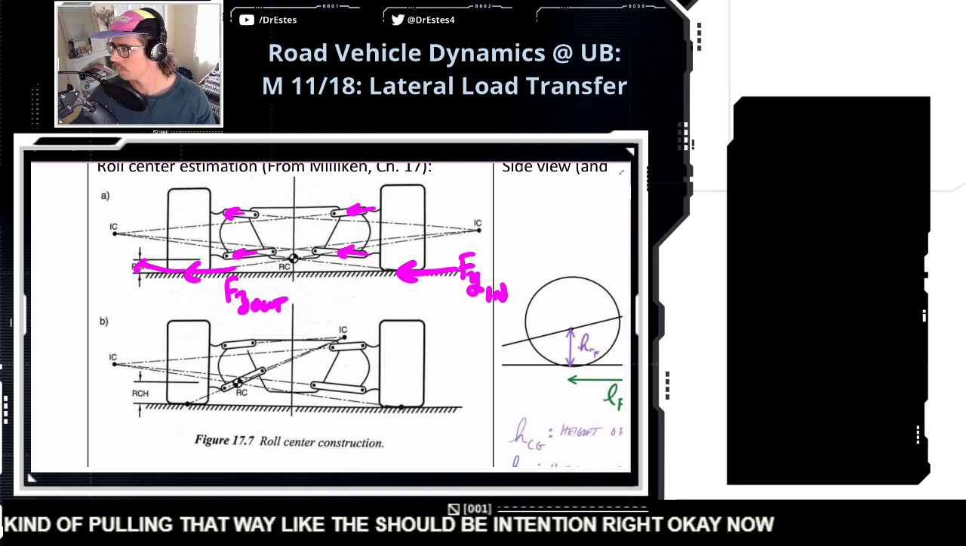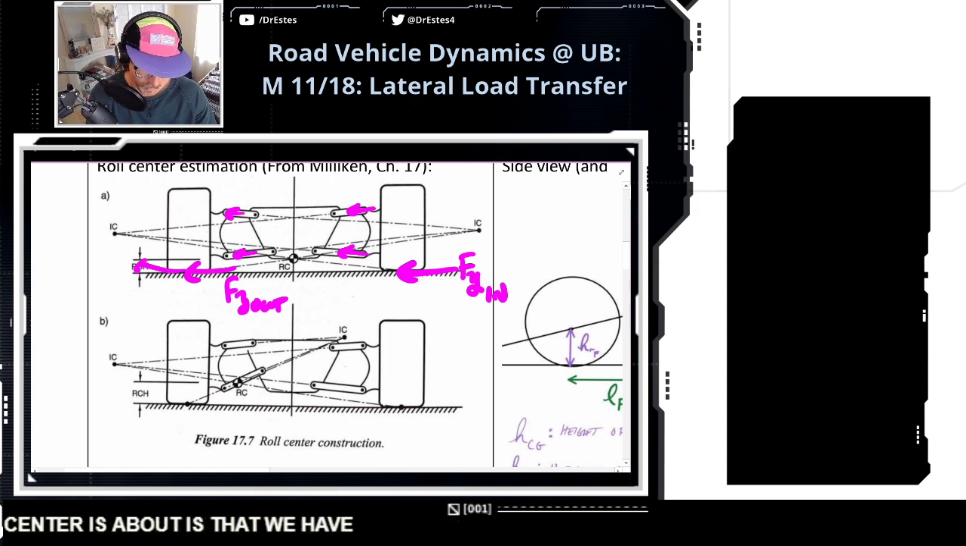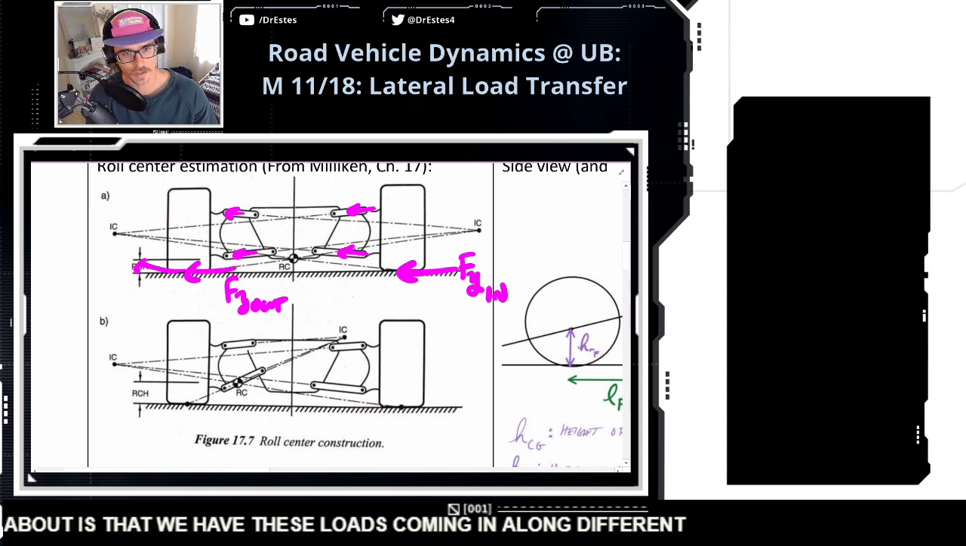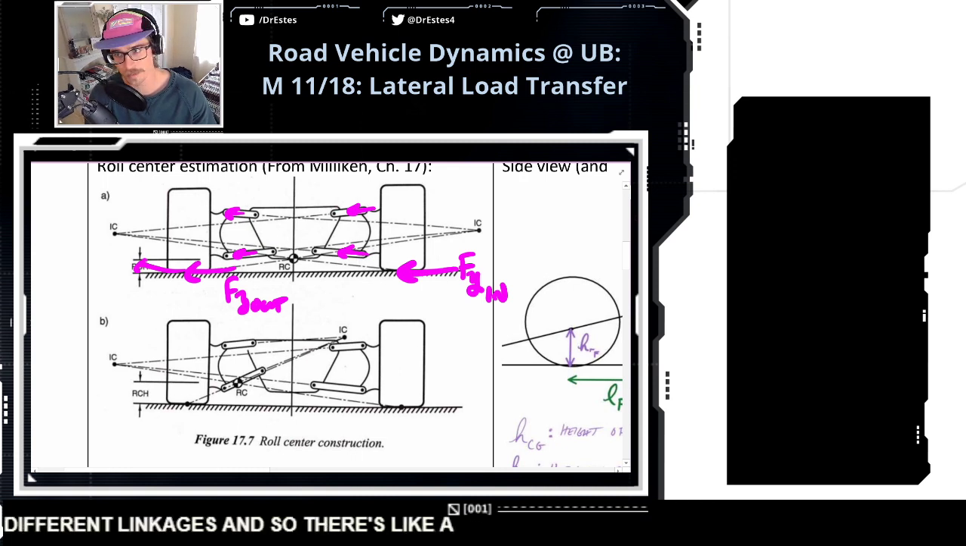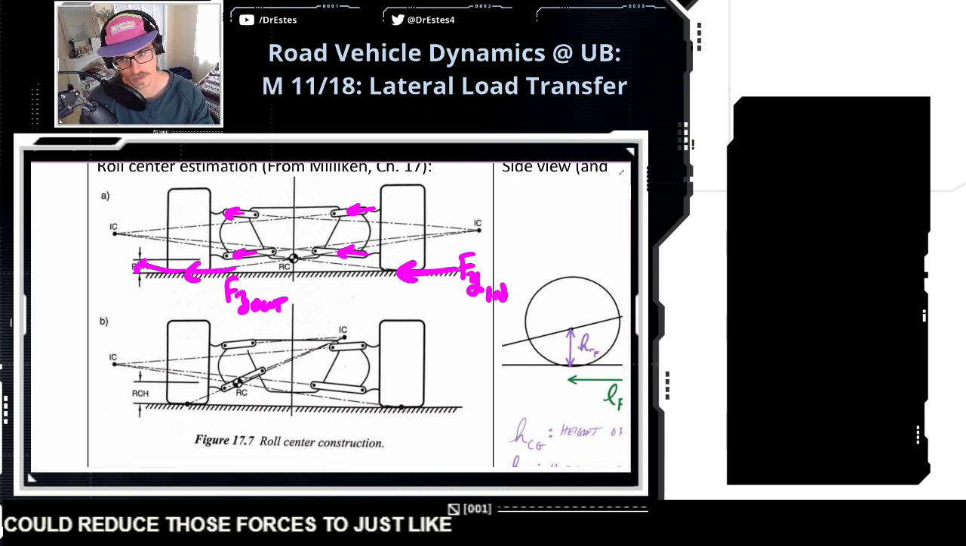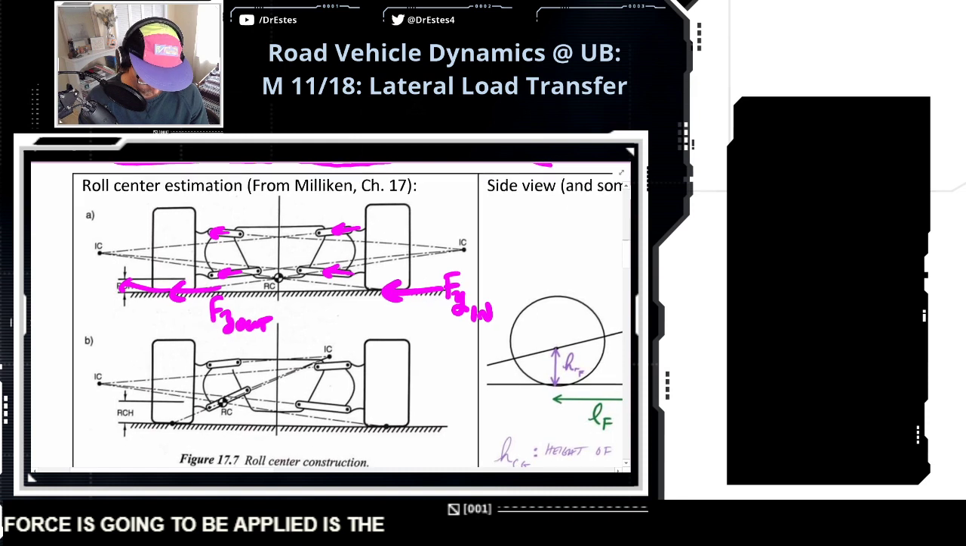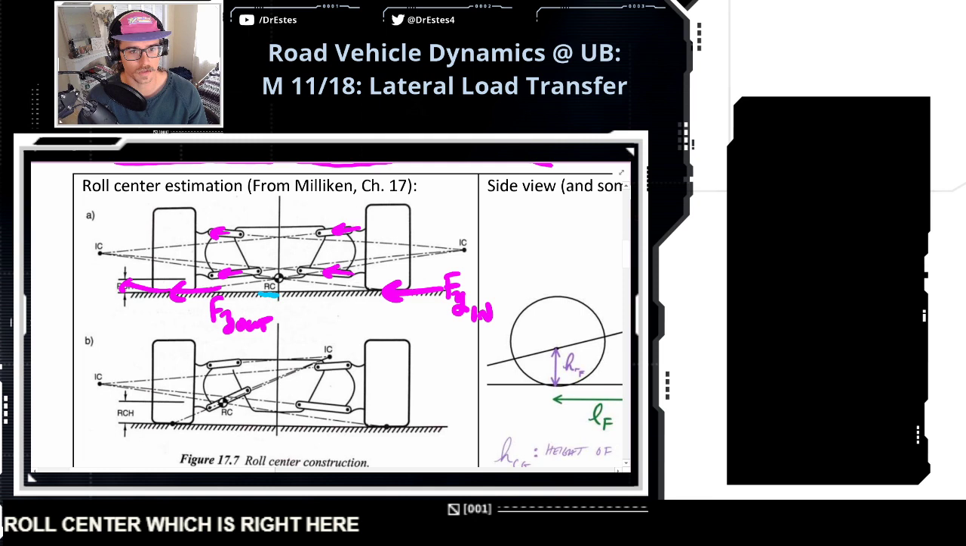Okay, now what the roll center is about is that we have these loads coming in along different linkages, and so there are different application points. But what if we could reduce those forces to just a point force and say, okay, I have one force acting on the chassis. That's where that force is going to be applied: the roll center, which is right here, designated RC.